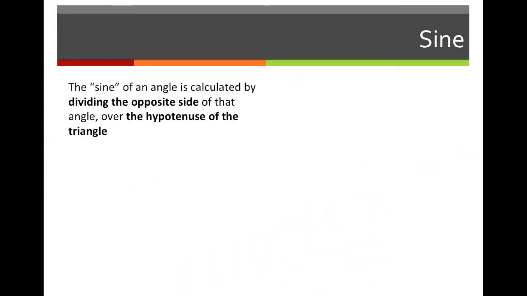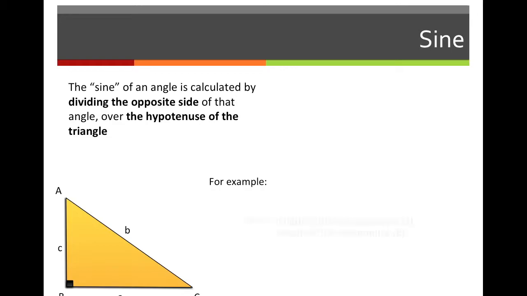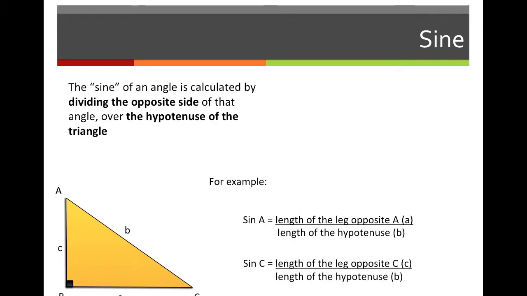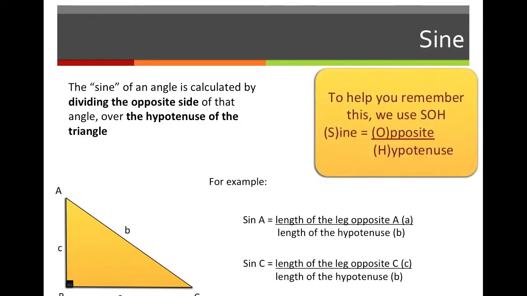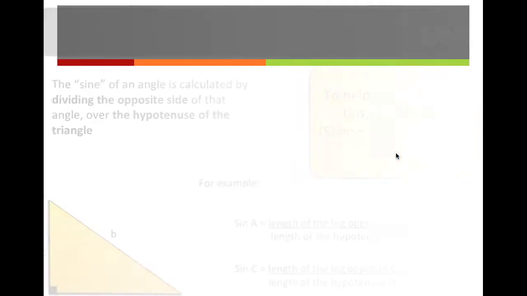First, we're going to talk about sine. The sine of an angle is calculated by dividing the opposite side of that angle over the hypotenuse of the triangle. So here is a similar triangle to the one I gave you in the last slides. Sine of A is equal to the length of the leg opposite over the length of the hypotenuse, and the sine of C is equal to the length of the leg opposite C over the length of the hypotenuse. To help you remember what we need to divide, we use the term SOH, where sine of an angle is equal to the opposite side of that angle over the hypotenuse of the triangle.